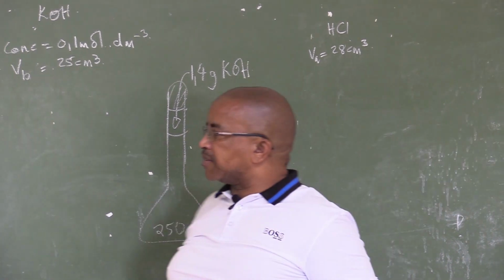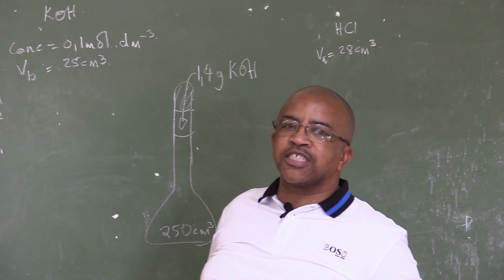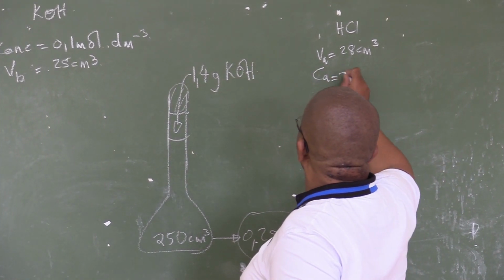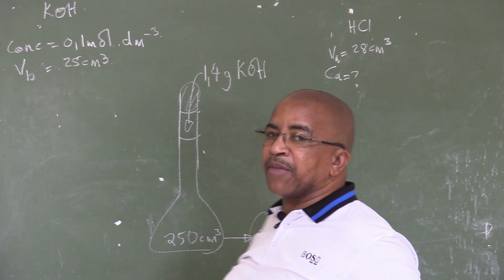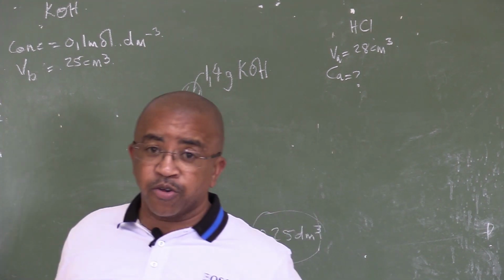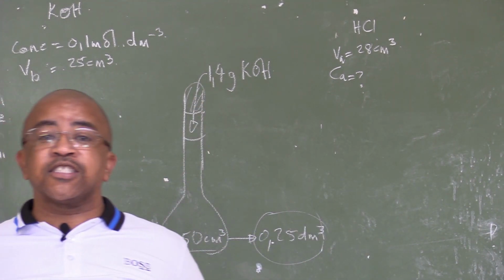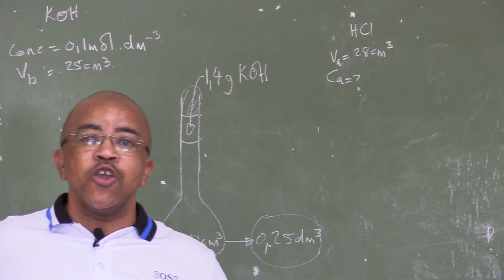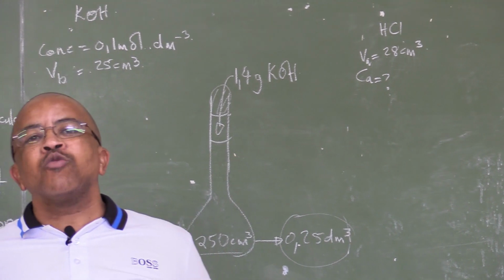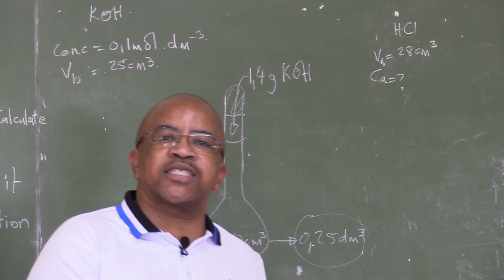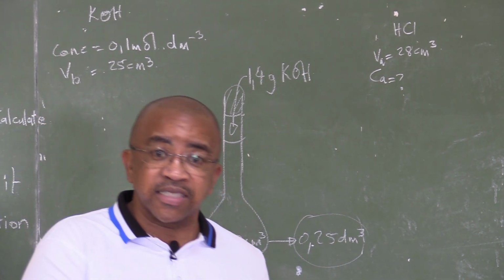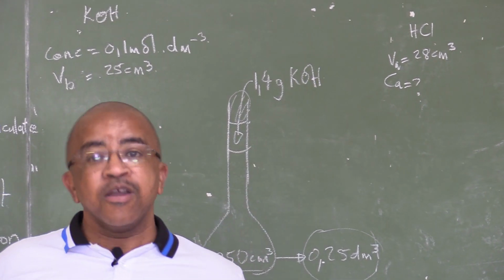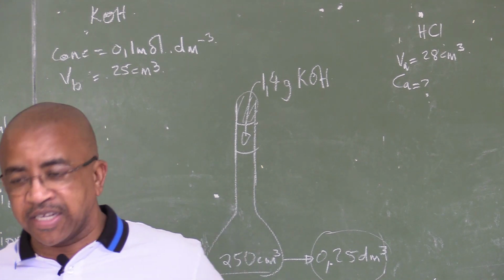28 cubic centimeter. So we calculate the concentration of HCl. We now want the concentration of the acid. We want to check how much the concentration of that acid is. First, the acid is not a standard solution, but we are standardizing the acid using a standard solution of potassium hydroxide.